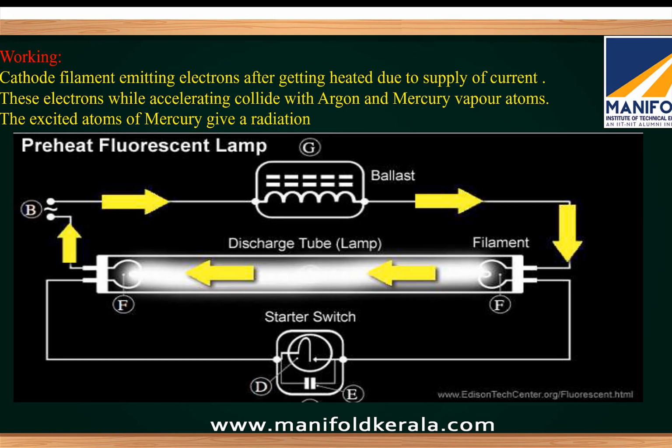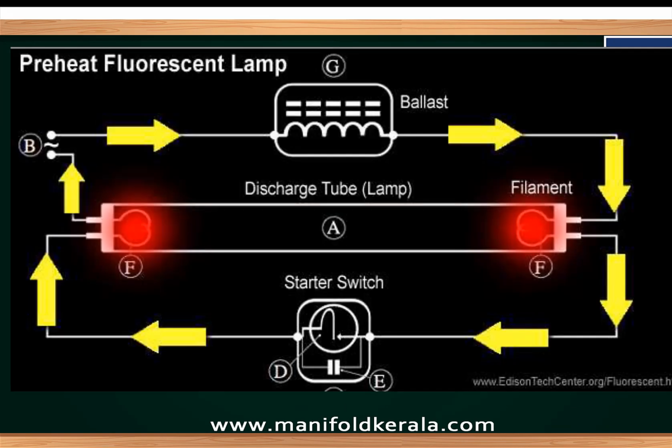So how does it work? In the beginning, when you give phase and neutral, this is phase and this is neutral, through the ballast or choke, what happens? The supply will go to this fluorescent lamp, the phase is here, and through this one, again it will go to something called a starter. This is the starter of the tube light, and the neutral will go through this path, and neutral is provided here.